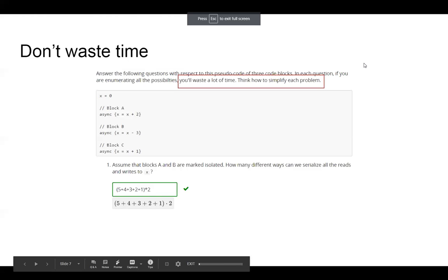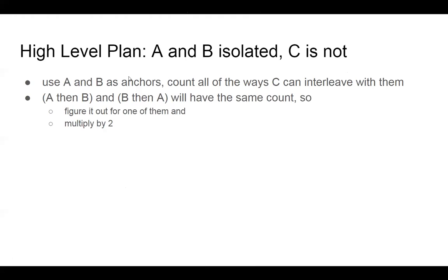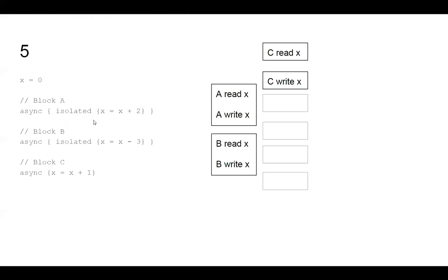So let's talk about this real quick. They give a little hint on like, don't waste a lot of time, think of how to solve this problem. So let's go through this a little bit. The high-level plan that I'm going to use is I'm going to use A and B as my anchors and count all the ways that C can interleave with them. I mean, their reads and writes, what they can fit in between, what they can wrap around. So since A then B and B then A will have the same count, I can just figure out one of them and then multiply by 2. So that's going to be the plan.